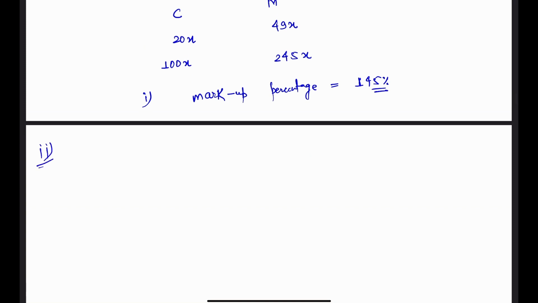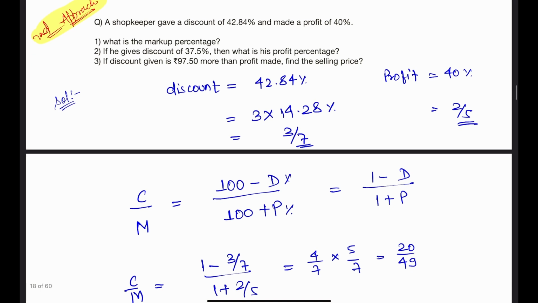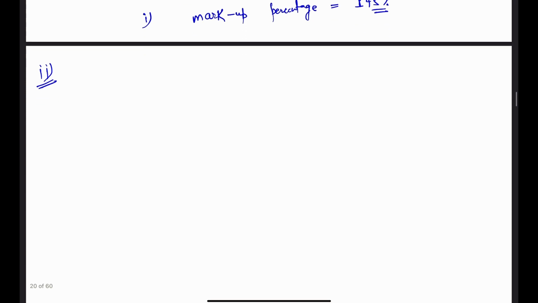So this question also is solved. What is the next question? If he gives a discount of 37.5%, then what will be his profit percentage? So now the discount is 37.5. We already know 37.5 is 12.5 into 3. 5 3 is 15, carry 1, 12 3 is 36 plus 1, 37. And 12.5% is how much? 1 by 8. So it will be 3 by 8.